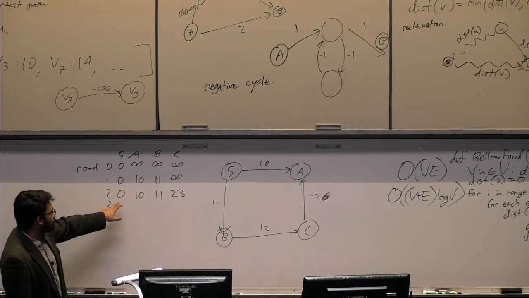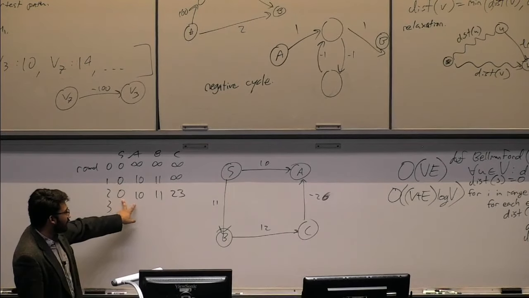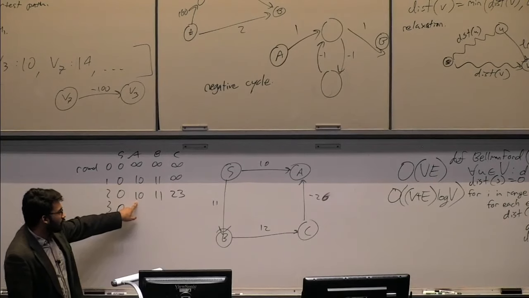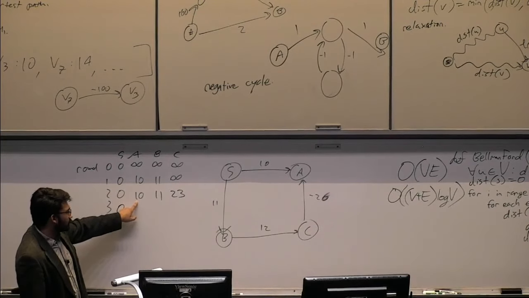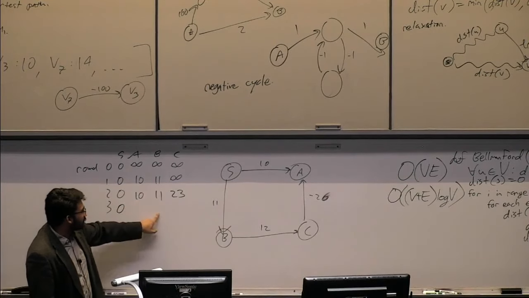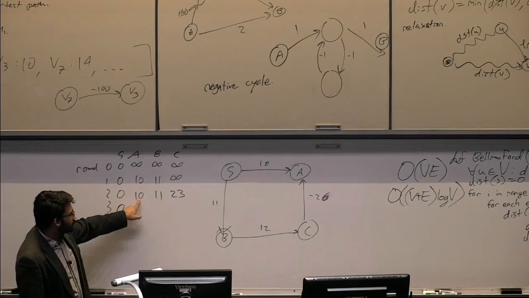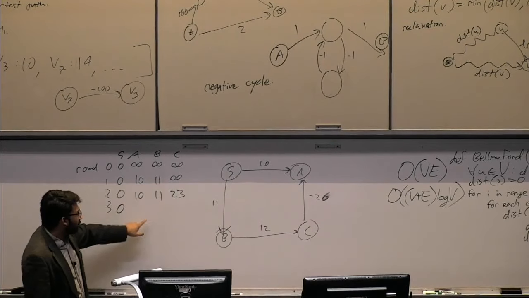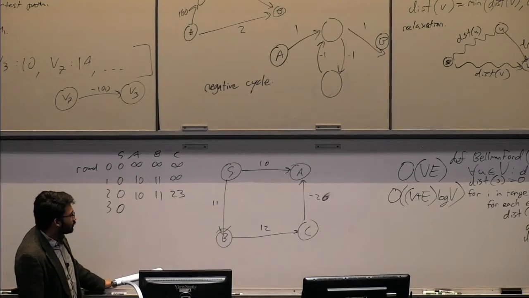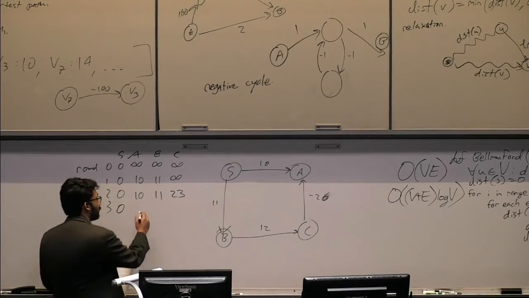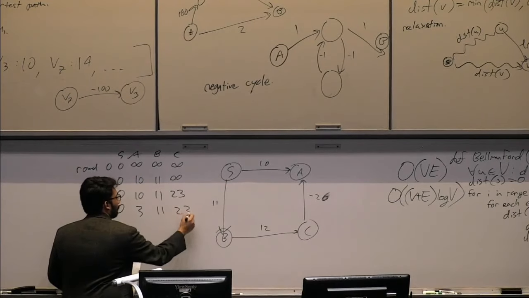S goes to A is going to update A to be 10, which is fine. Excuse me, S goes to A, that's going to keep that as 10. S goes to B is going to be 11, so that's going to keep that the same. B goes to C is going to be 11 plus 12, which is still 23. And then last is C goes to A, which is going to be the value of C, which is 23, minus 20. So this is going to be 3 now, but these are going to stay the same.